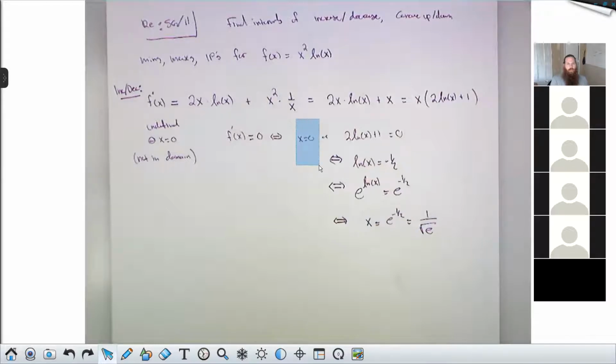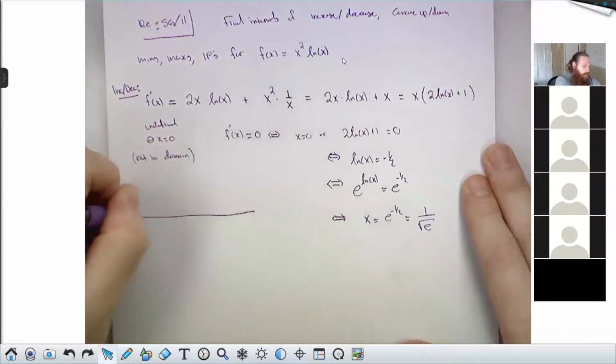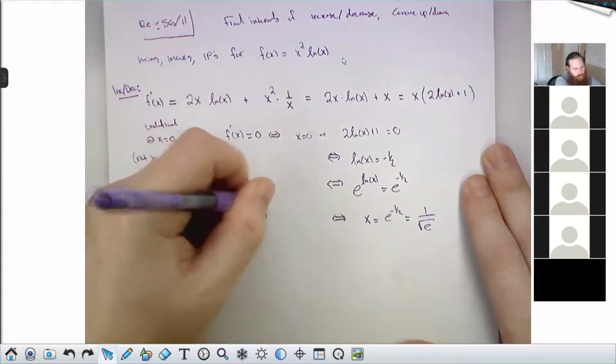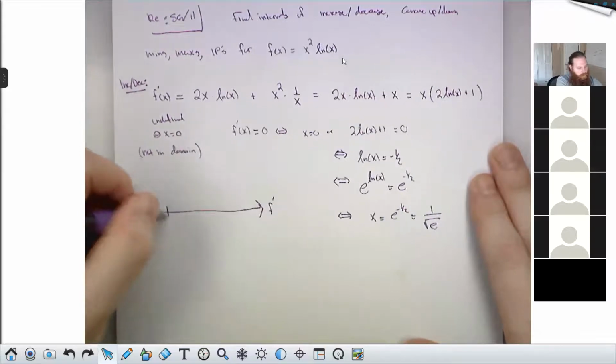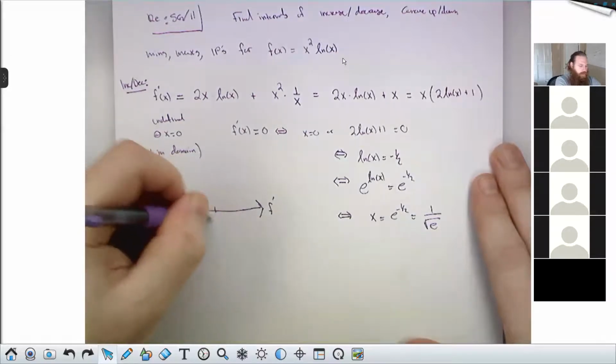x equals 0, probably worth plotting on our number line, even though it's not in the domain. What is the domain of this function? Anything above 0? Yeah, strictly above 0, right? Strictly bigger than 0. x squared, he's a polynomial. He's happy no matter what you feed him. But the natural log of x, he can only take inputs which are strictly larger than 0. All right. So on the number line I have here for f prime, I'll go ahead and plot 0, even though I'm not really worried about what happens there. And I'll also plot 1 over the square root of e.